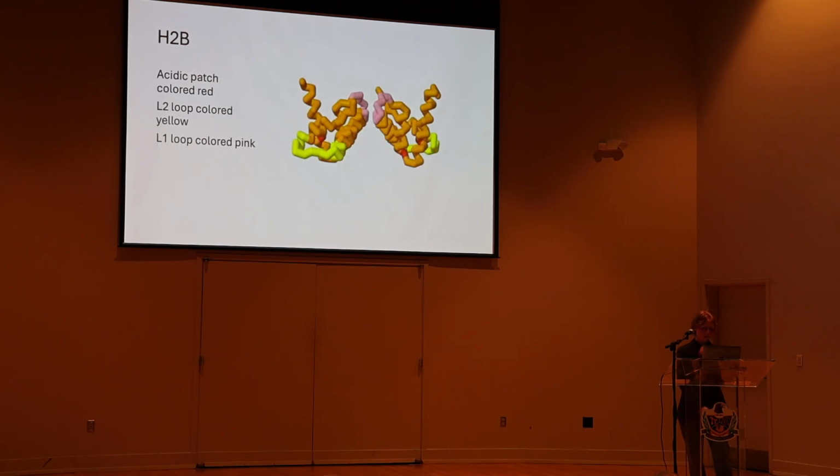Now H2B has a very similar sequence to H2A, so I'm not going to go over all of the different domains again. But basically it has the acidic patch colored in red, the L1 loop colored in pink, which you can see is where they connect, and the L2 loop in yellow.